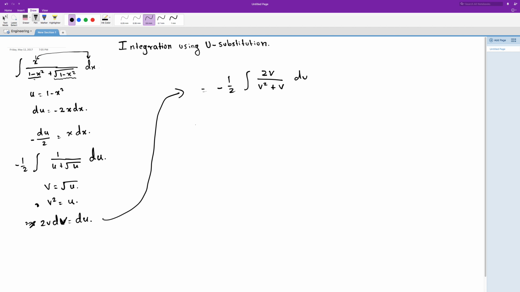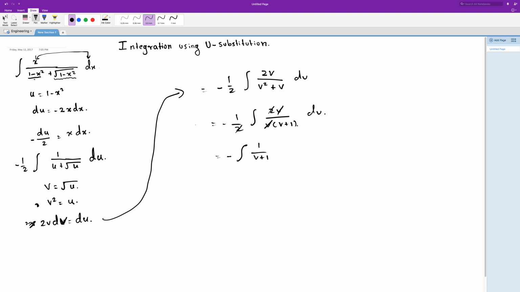And then what we can do, so let's see. If I take v common in the bottom, I can cancel. This is minus half, and we have the integral. We have 2v on the top, and if I take v common, the bottom is going to be v times v plus 1. We can cancel this 2v, and we also can cancel the 2, and we are left with minus the integral of 1 over v plus 1, and also we have a dv right here. So 1 over v plus 1 dv.